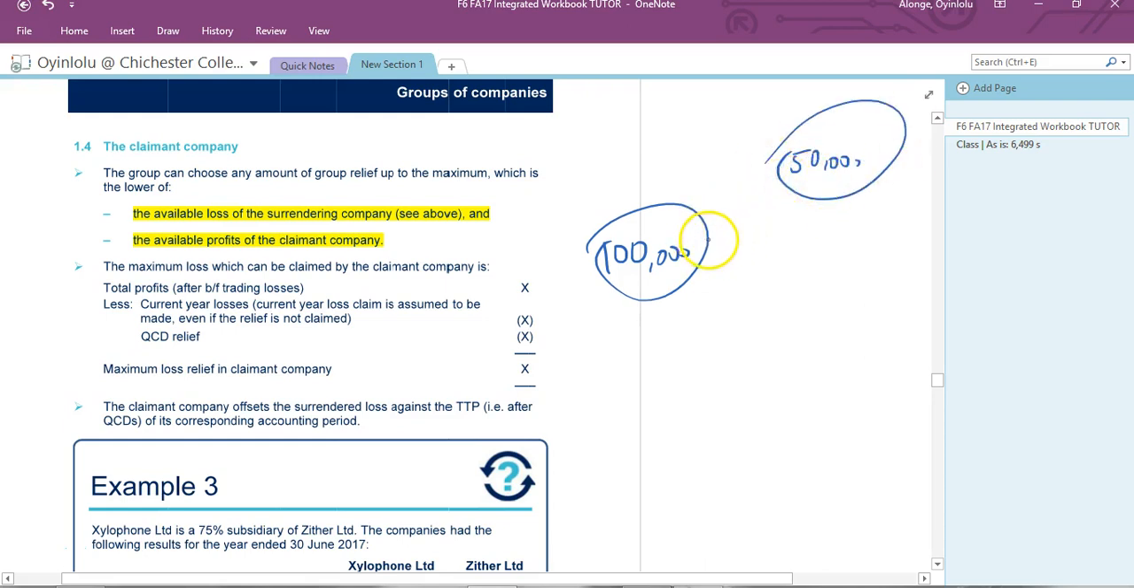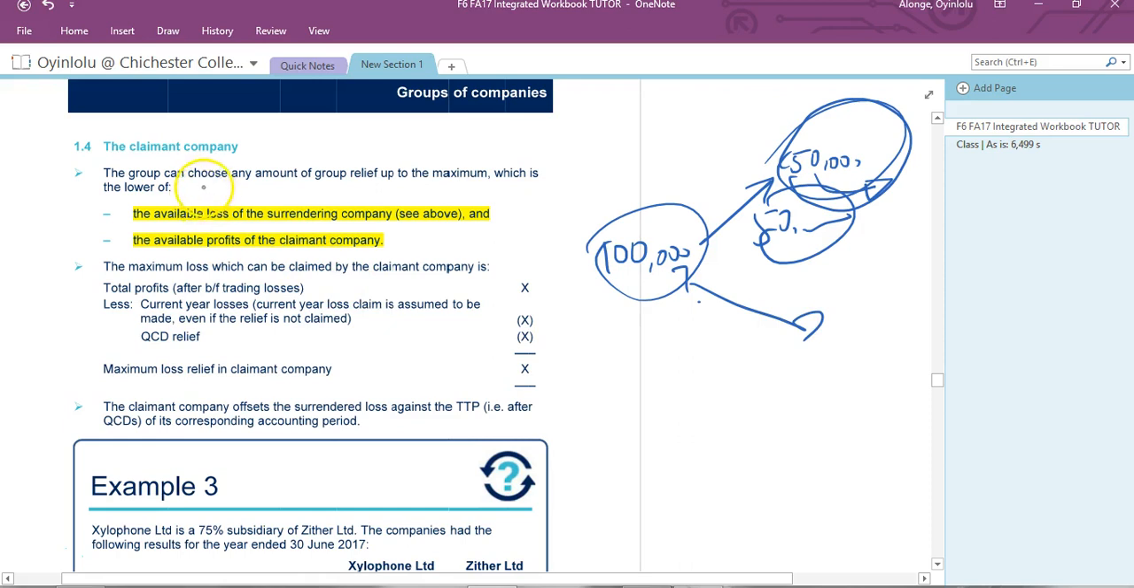That if you were to give this company, with profit of 50,000, all your 100,000 pounds worth of loss, then they would go into loss. And that's not really the whole point of this. The whole point is that you can only absorb as much loss as you have profit to absorb. So naturally, the maximum this company could take from this one could be 50,000, and then he would have to look for someone else to give the rest of his loss to. So that's how it works.